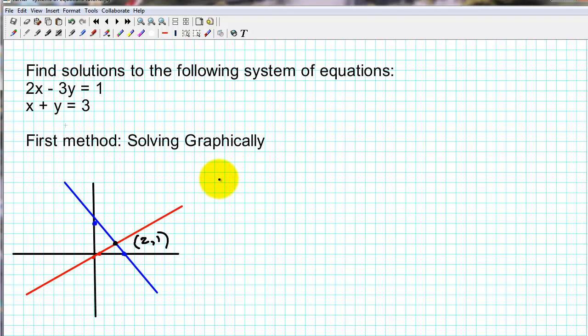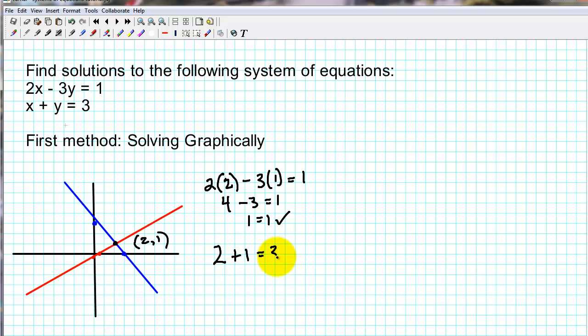To check our solution, we can put it into both equations. I've got 2 times x, which is 2, minus 3 times y, which is 1, equals 1. We have 4 minus 3 equals 1, 1 equals 1, so the solution checks out in the first equation. Now we have 2 plus 1 equals 3, 3 equals 3, so it checks out. The solution we find has to make both equations true. For this particular system, this pair of x, y is the only pair that will solve both equations.